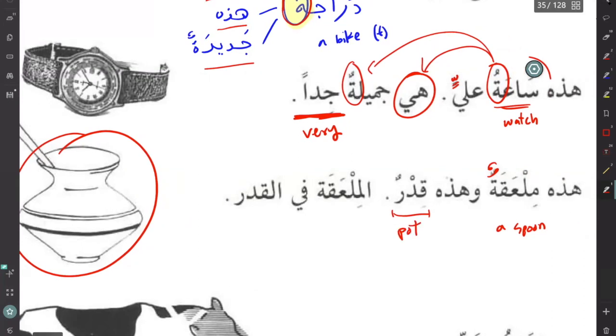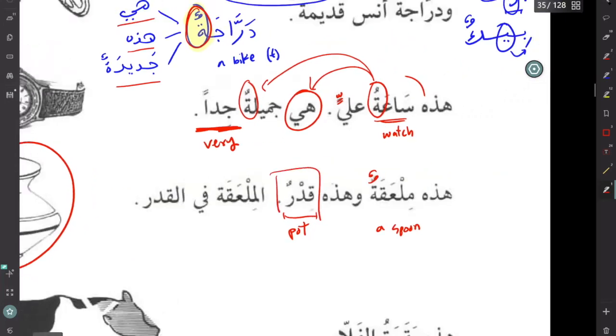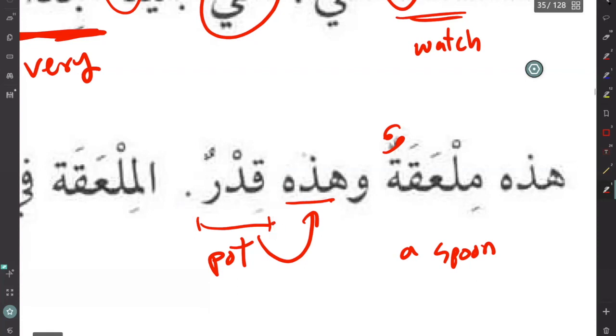Okay, and this pot. So here's an interesting thing. You might be wondering, scratching your head, and I was also scratching my head, because this qidr is being described with hadhi. You're using hadhi for qidr. Now, few ways to look at it. Number one, what's going on? Number two, if the book is right, and of course the book is right, what does it indicate? It indicates that qidr is considered a feminine word.